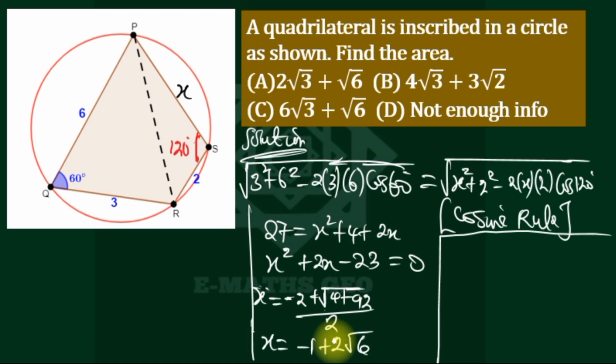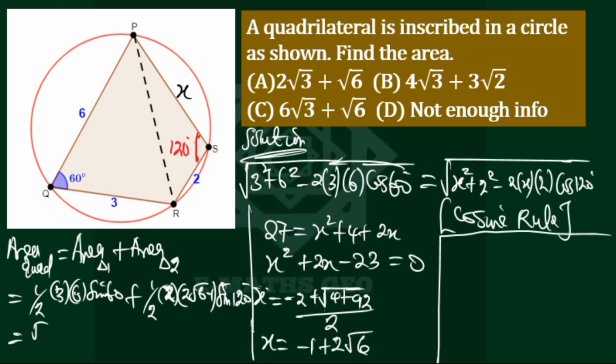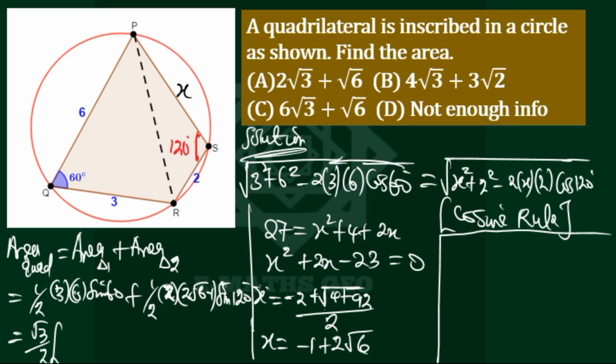Therefore, the area we are looking for, the area of the quadrilateral, is the sum of the areas of the two triangles. Area 1 is half times 3 times 6 times sine 60, while area 2 is half times x times 2 times sine 120, where x is 2 root 6 minus 1. We know that sine 120 and sine 60 are the same, which is root 3 over 2, so we factor root 3 over 2.